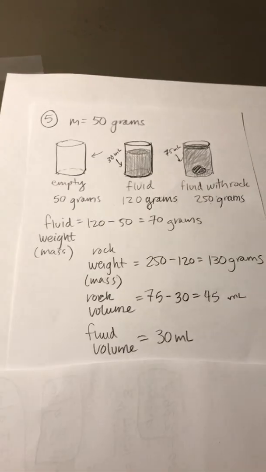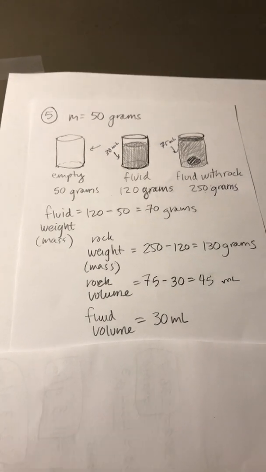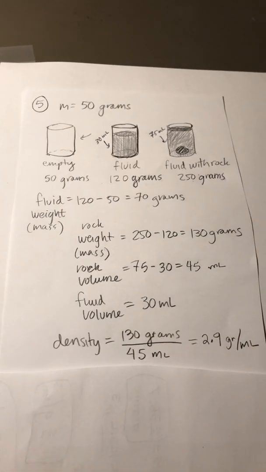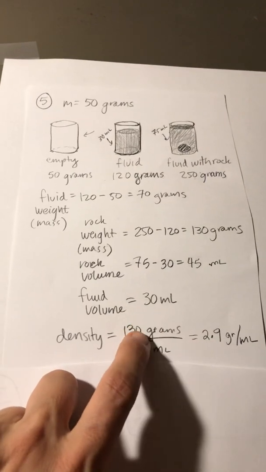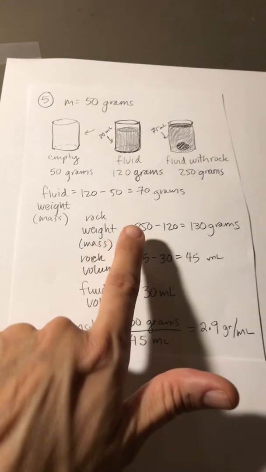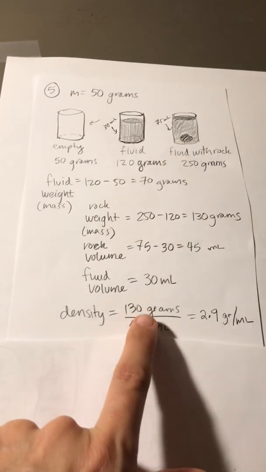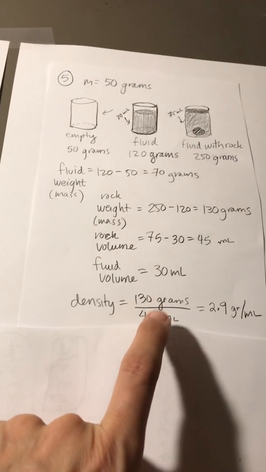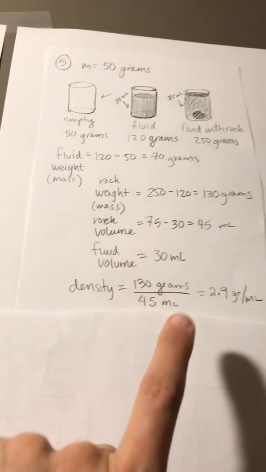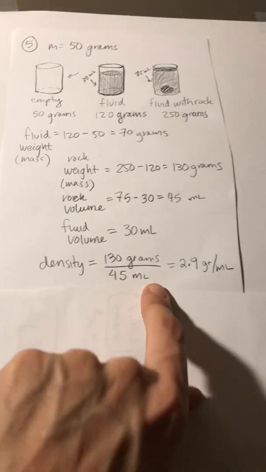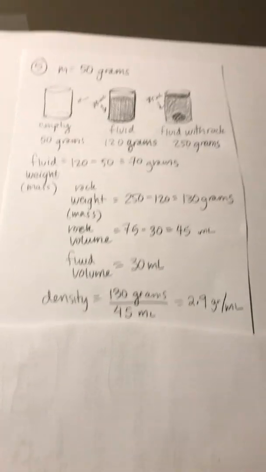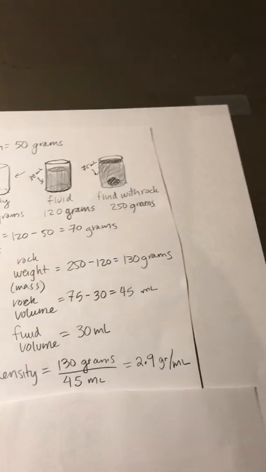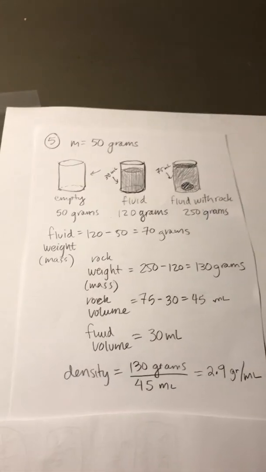They'd like us to determine the density of the rock. So let's take a look. The density of the rock should be mass, or the weight of the rock. So we found the weight of the rock to be 130 grams, divided by the volume of the rock, which we found to be 45 milliliters. So I got the answer 2.9 grams per milliliter. Pretty cool question. I'm feeling very scientific right now.